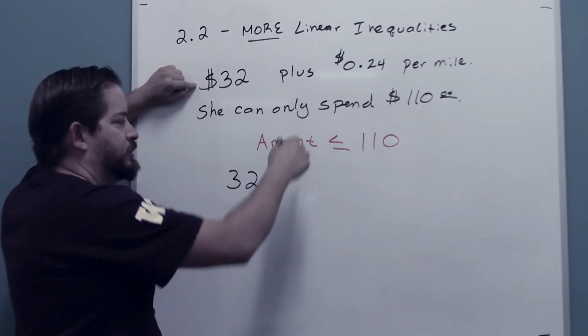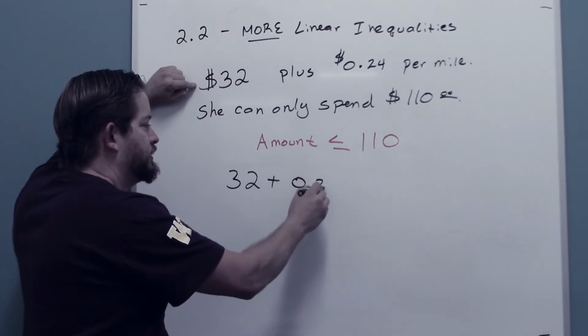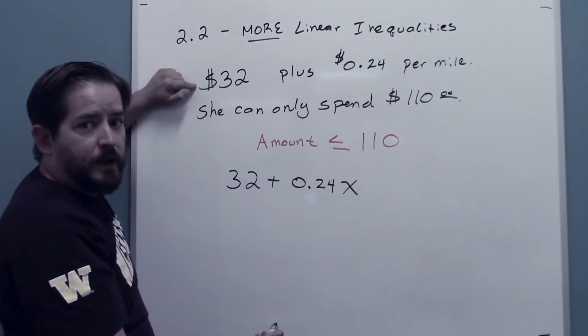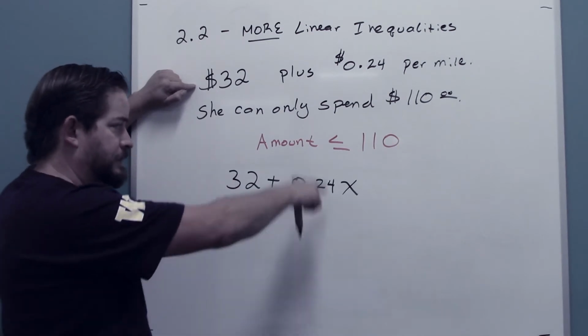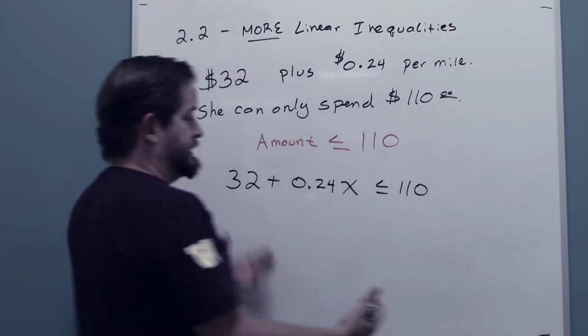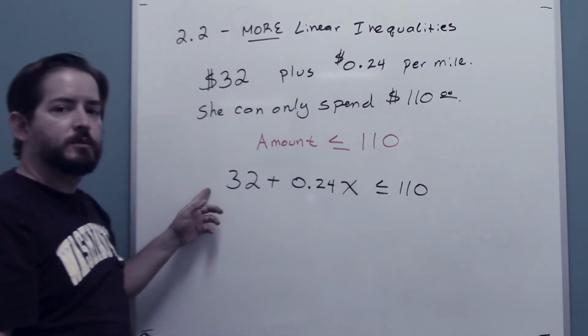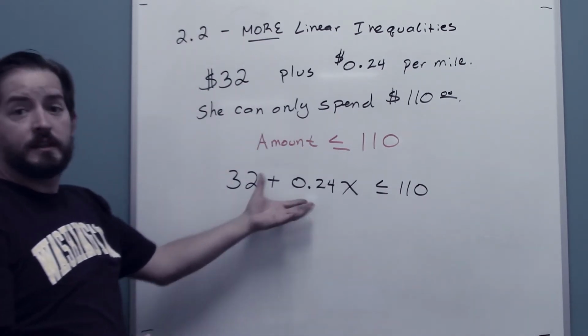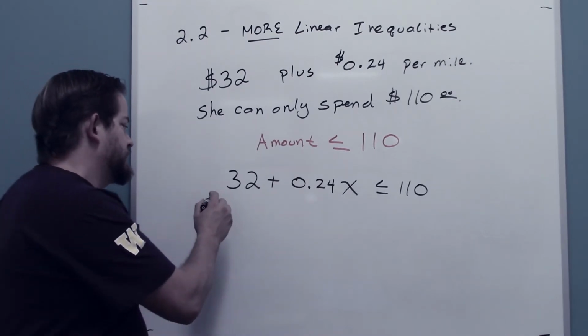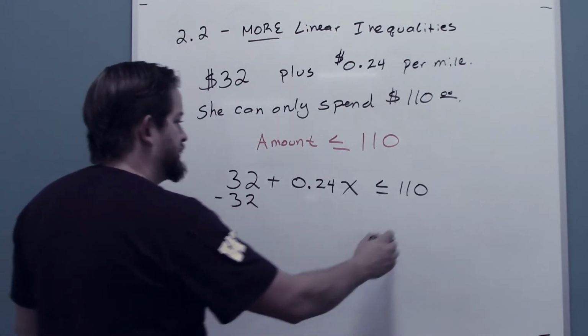plus 24 cents per mile, so 0.24 times x, where x is the number of miles that she can drive. This expression needs to be less than or equal to 110, and that's it. That's the hard part of this problem. Unless you hate decimals, then that's the hard part, but we've created our equation, right? I'll solve it by subtracting 32 from both sides.